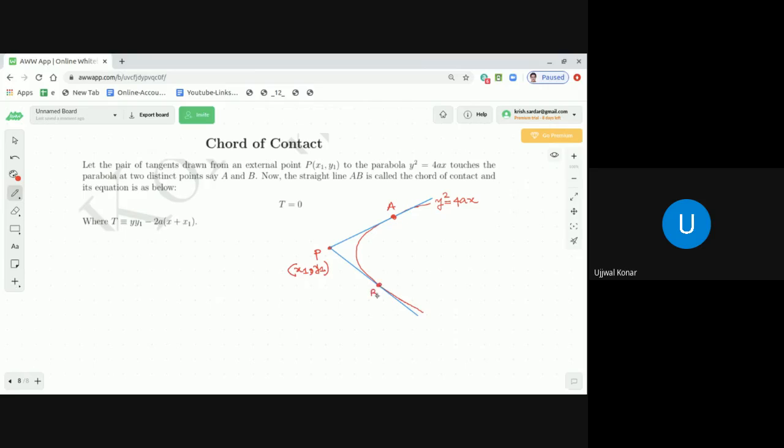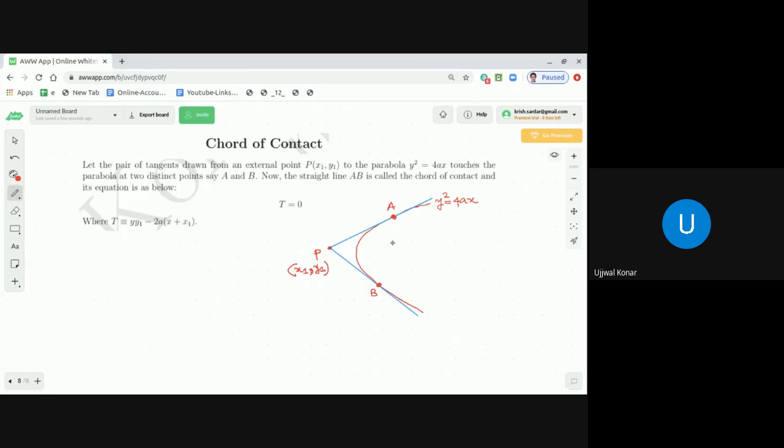Correct, dear students? Now, let me revisit the statements once more. Let the pair of tangents drawn from an external point P(x1, y1) to the parabola y squared equals 4ax touch the parabola at two distinct points A and B. Now, the straight line AB is called the chord of contact. And what is the equation?